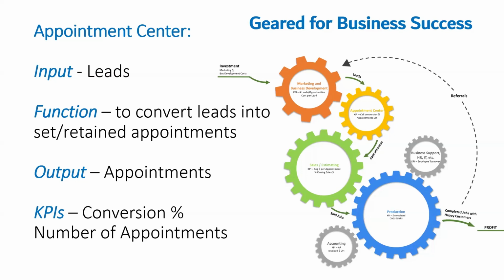I also like to look at the number of appointments as well. It's obviously going to be a static number based on the number of leads that were generated and the conversion. But I do want to keep an eye on the number of appointments set, because remember, as the operator of this machine, I want to make sure that I have a good amount of opportunities to sell to people in a given time frame. So I'll keep an eye on that as well. So those are the main KPIs for the appointment center.